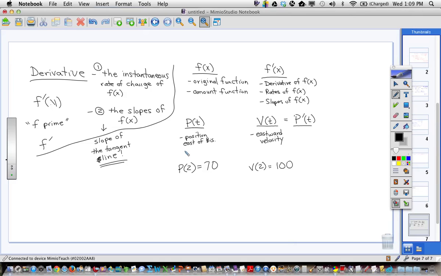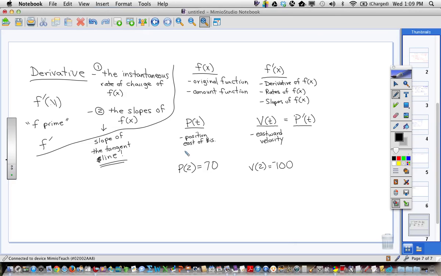At 2 o'clock, it's speeding. Unless North Dakota has some speed limits we don't know about. It's going 100 miles an hour in an eastward direction at 2 o'clock. So it's 70 miles east, heading east at 100 miles an hour. If this was negative, it's coming back towards Bismarck, right? West. It's heading west. So it's 70 miles east, but it's headed west at 100 miles an hour.